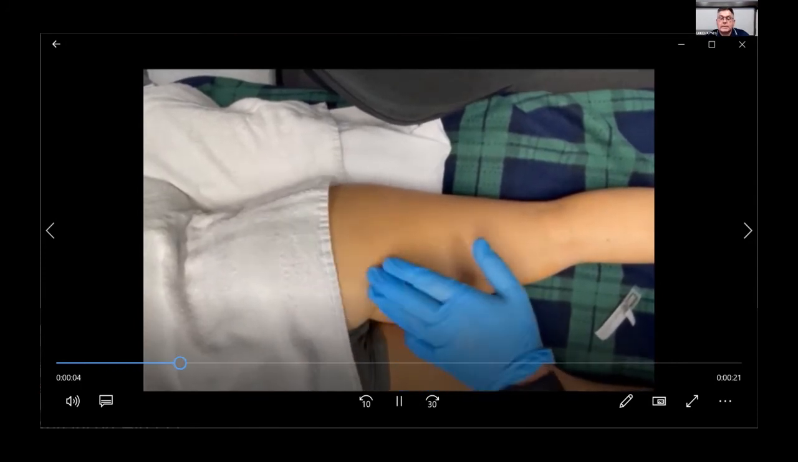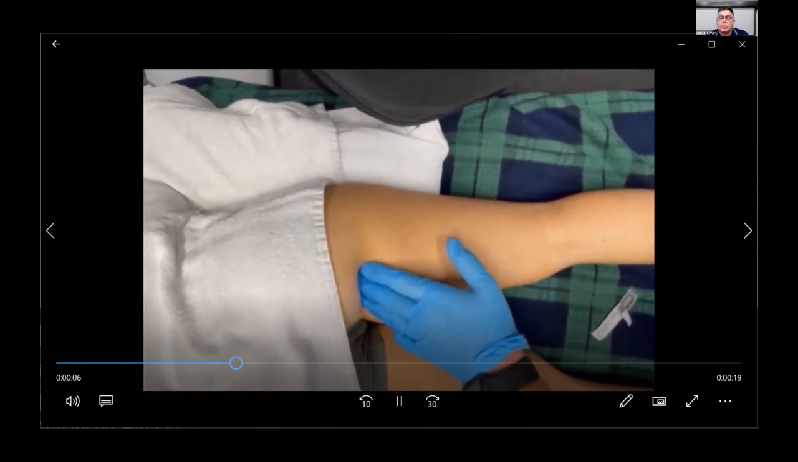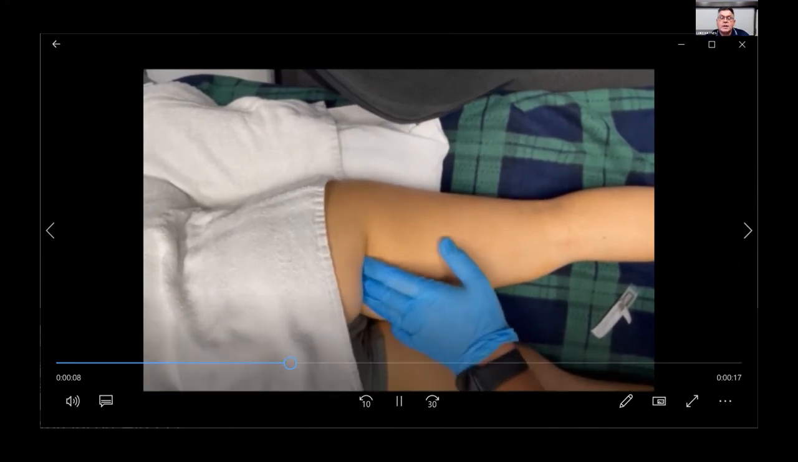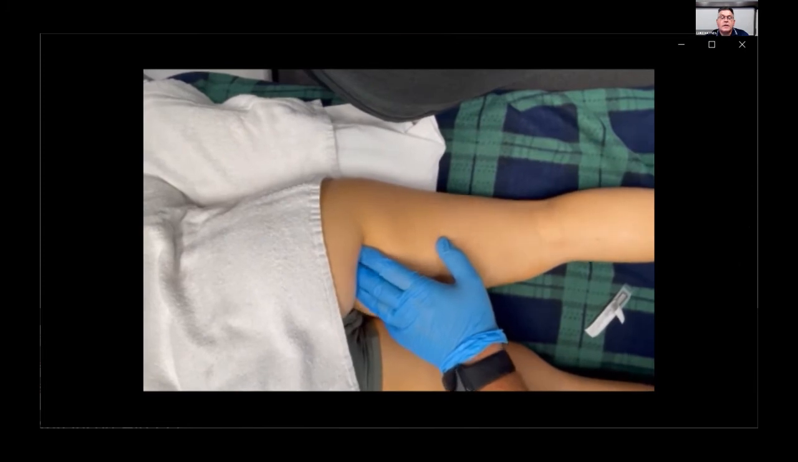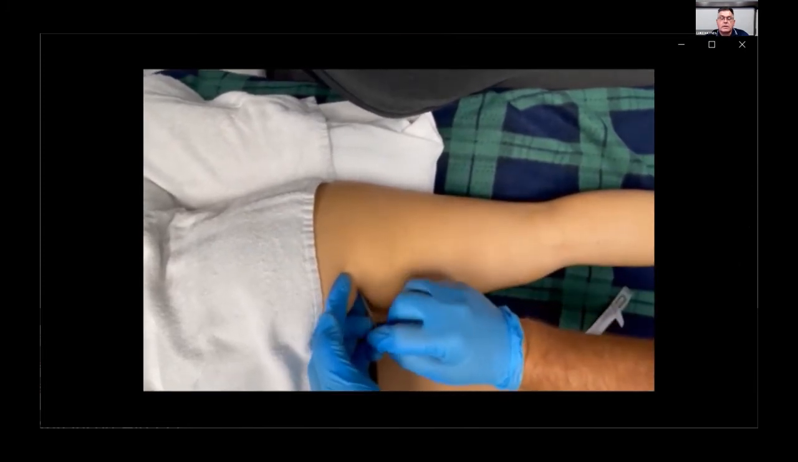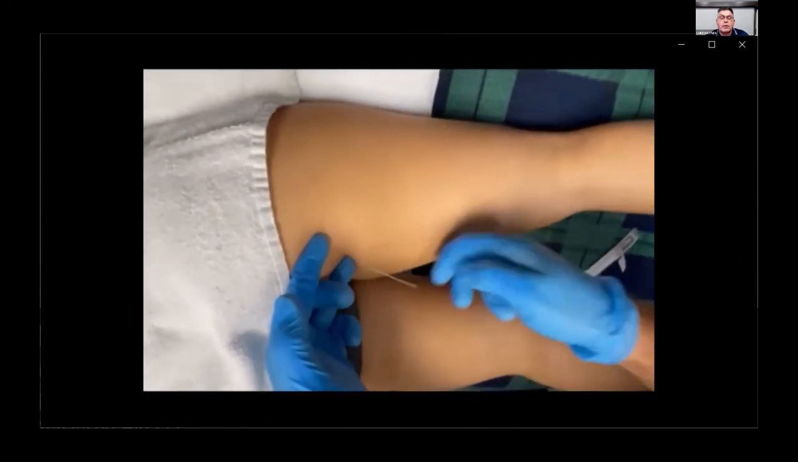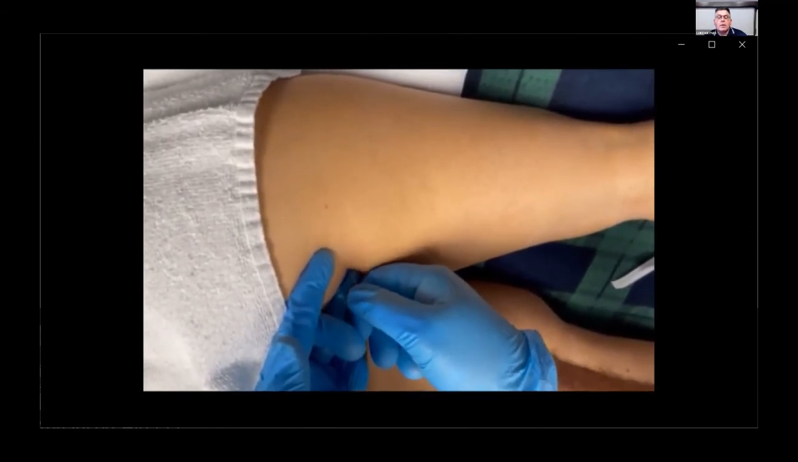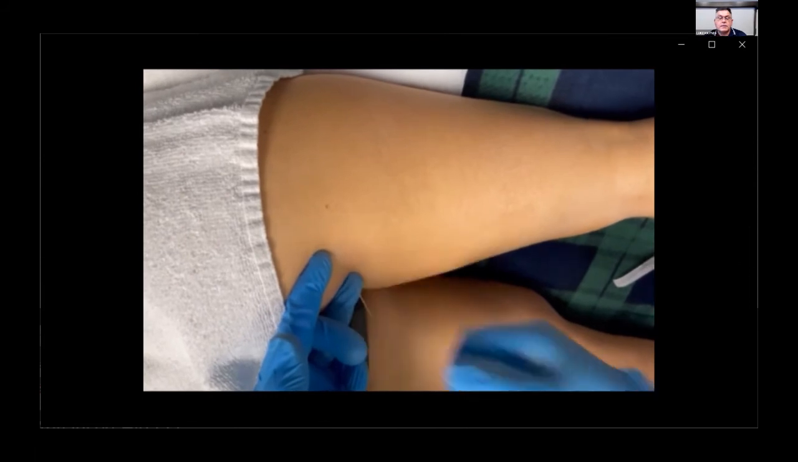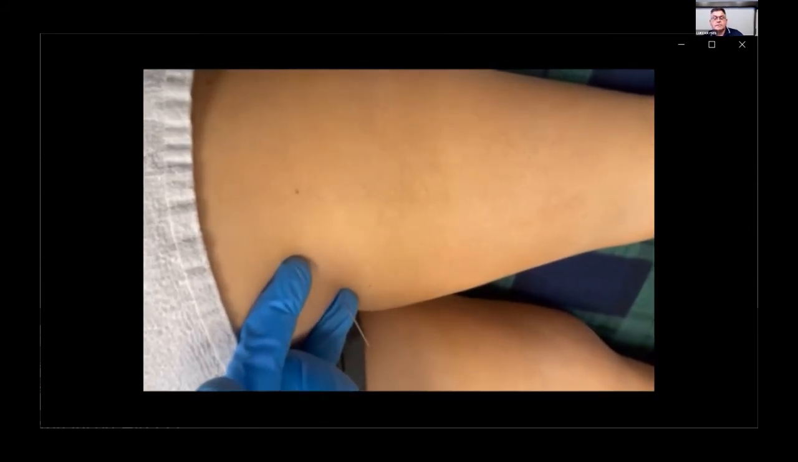So palpate the ischial tuberosity. We're going to resist knee flexion to identify the hamstrings at their attachment there on the ischium. We'll drop and we'll needle slightly medial to lateral through that tendinous attachment of the hamstrings.